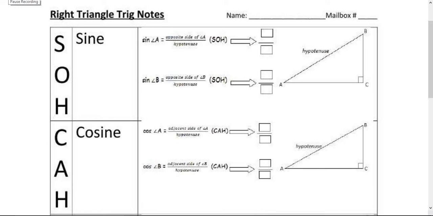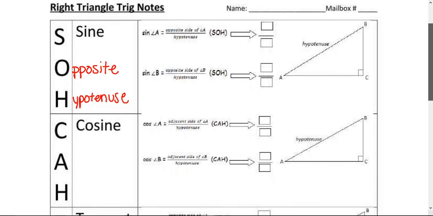All right, we're going to start trigonometry, specifically right triangle trig. So we've got SOHCAHTOA, and SOHCAHTOA is how we remember our three main trig functions, sine, cosine, and tangent, and what to do with them. So with sine, we use the opposite and the hypotenuse of a triangle's sides.